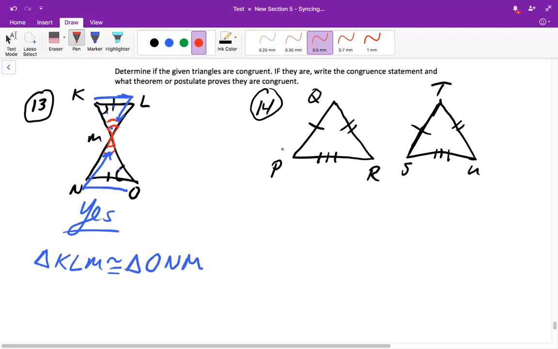All right, we look at this figure over here. There's nothing we can add, but there's enough information. All three of our sides in both cases are congruent. So that means, yes, they are congruent.